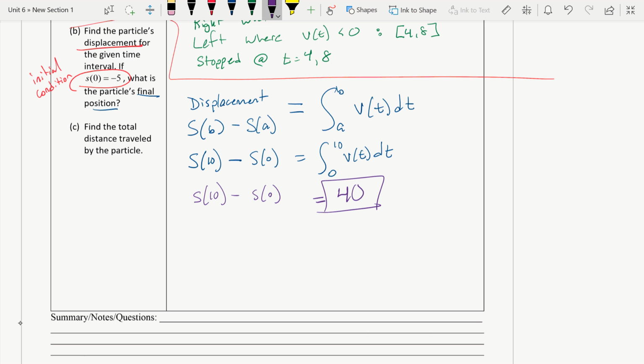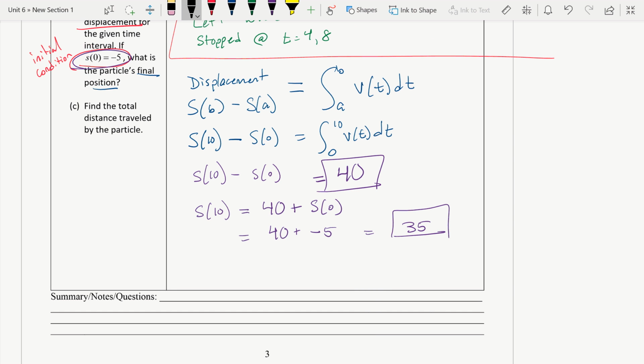And then the other one is to find the final position. So the position at 10 seconds would equal 40 plus the initial position, which we said was -5. We got that back here. So I think our final position then would be 35. And I'm checking for units here. We do not have units, so we can just leave it as is.